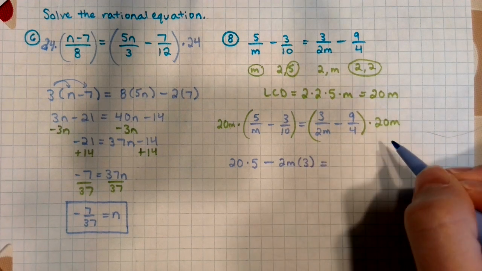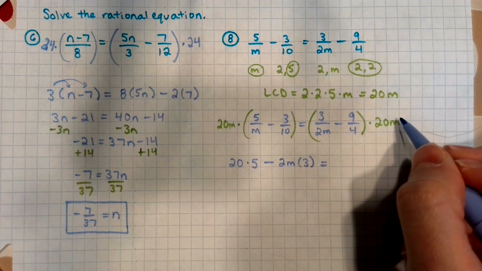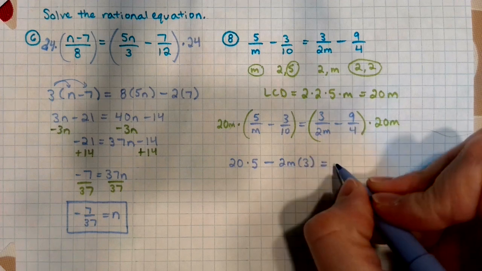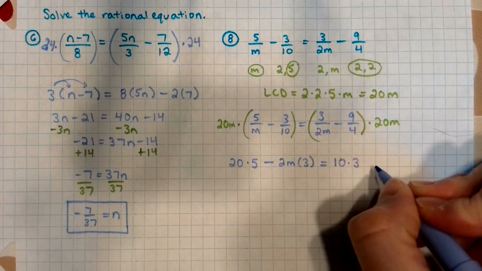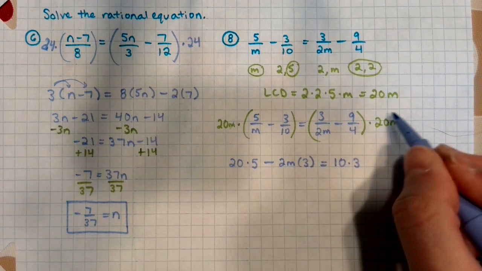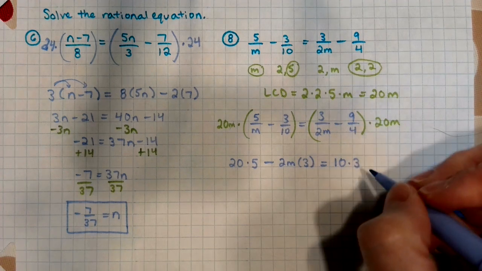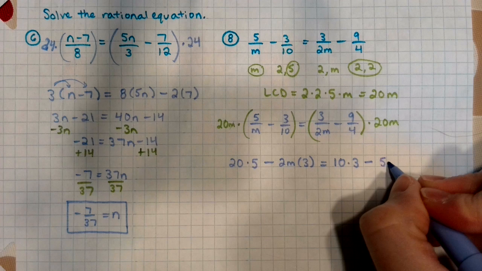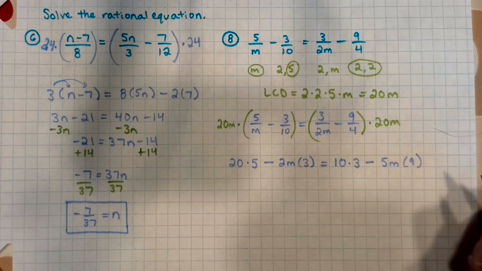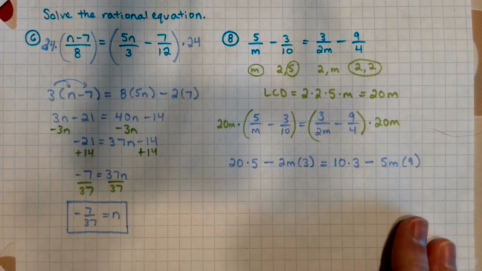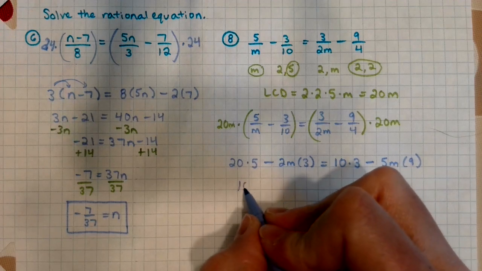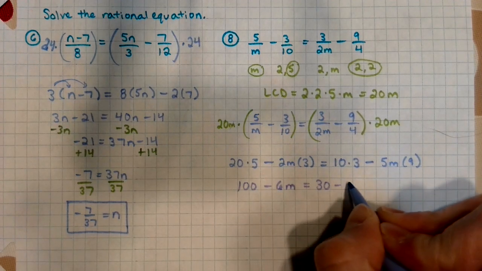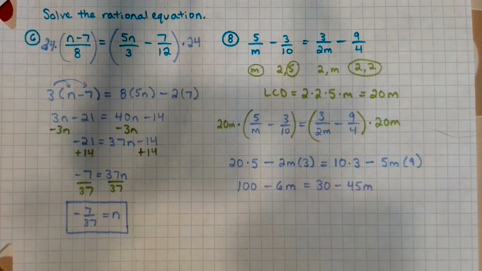Equals, and then over on the right-hand side, the 2m and the 20m end up canceling out the m's, and then you're left with just 10. So really you're going to be doing 10 times 3, and then with the 9/4 and the 20m, after doing all that multiplication and the cross-canceling, you'd be left with 5m, which you're going to be multiplying by 9. And now simplifying this further, we'd have 100 minus 6m equals 30 minus 45m.